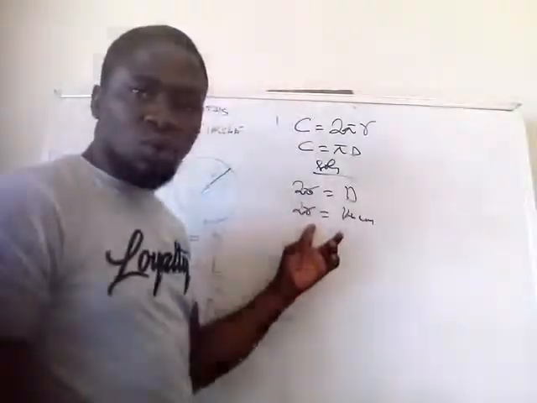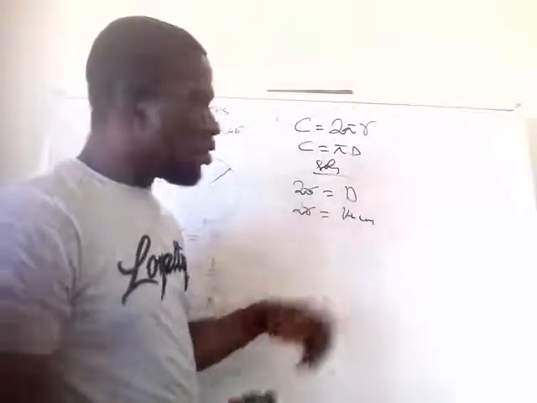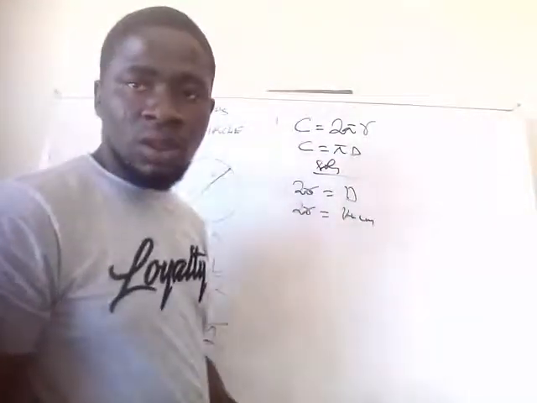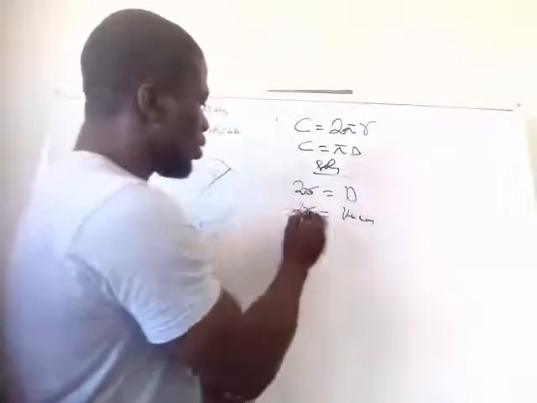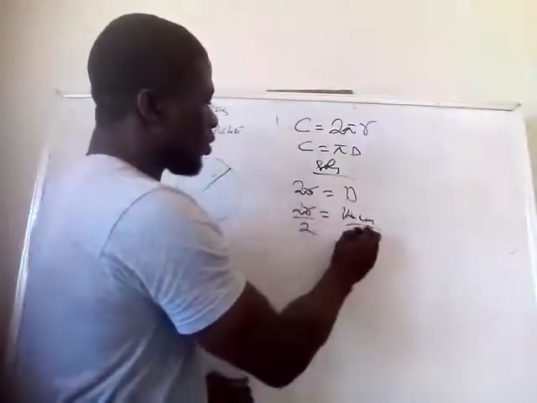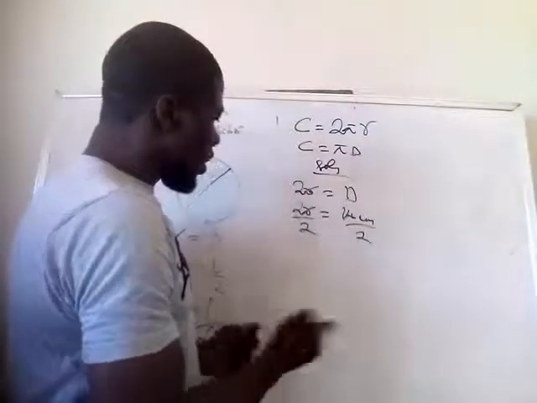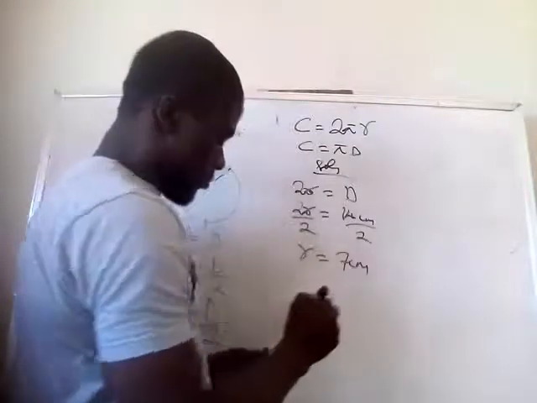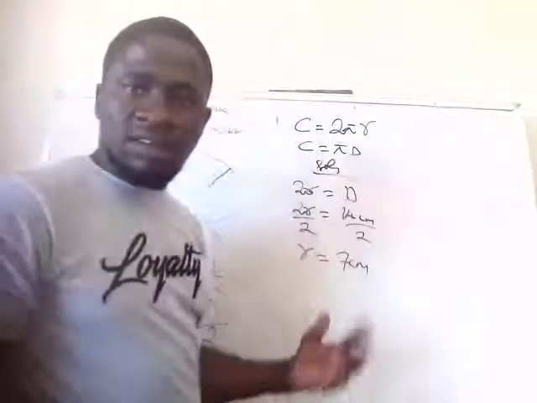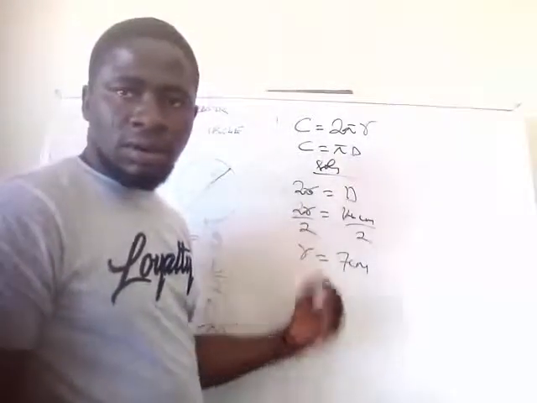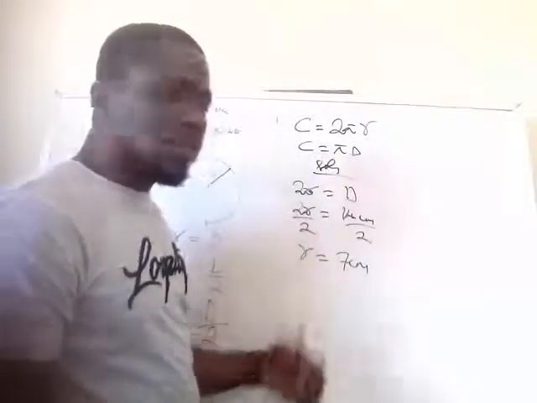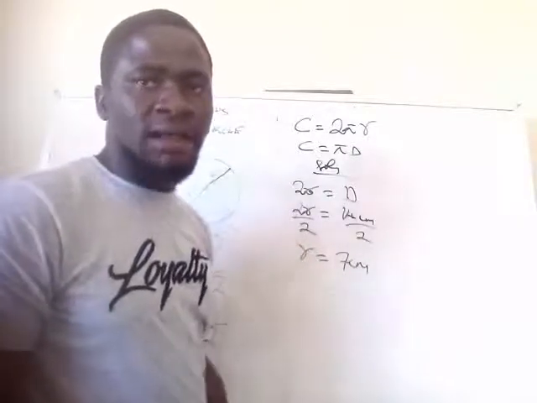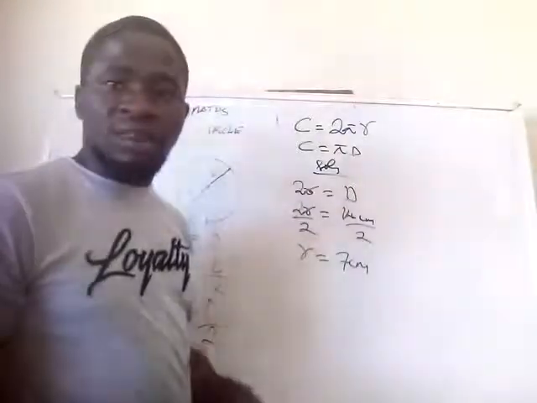So for us to know the value of r, you divide both sides by 2. When you divide it by 2, 2 over 2, so we have our r to be equal to 7 cm. This is the radius. The r is called the radius. That's the half of the diameter. So we continue with our solving.